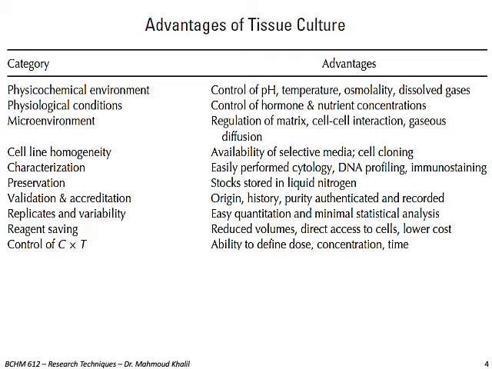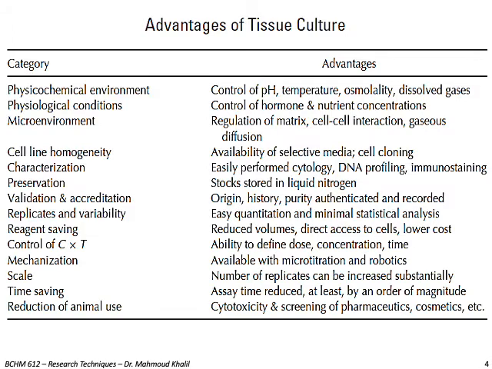Tissue culture as well can do reagent saving because reduced volumes are used and there is direct access to the cell, so that lowers the cost. And you can as well have the ability to define the dose and the concentration and time and the control of the concentration and time. There is availability as well of micro-titration and robotics, that's mechanization. You can scale up, and the number of replicas can be increased substantially.